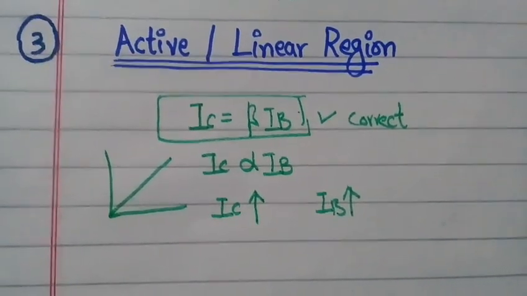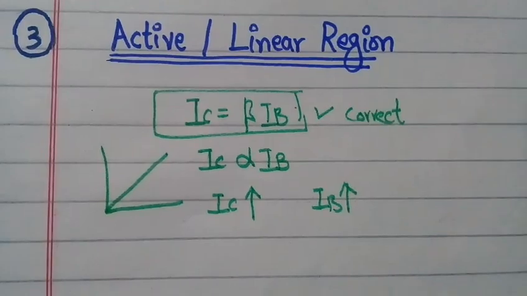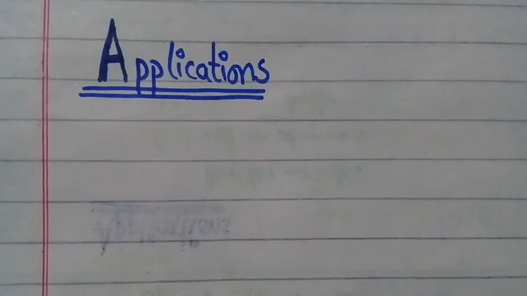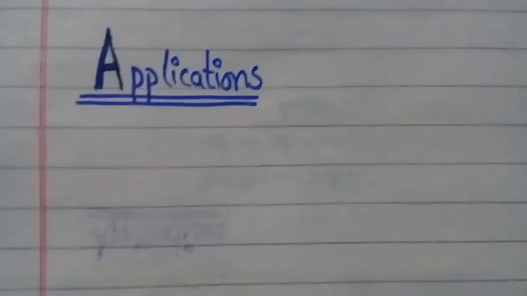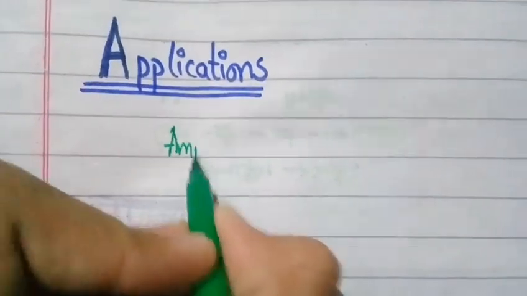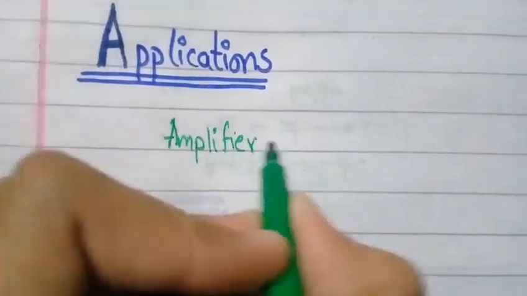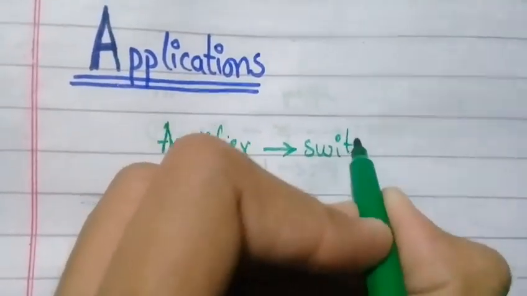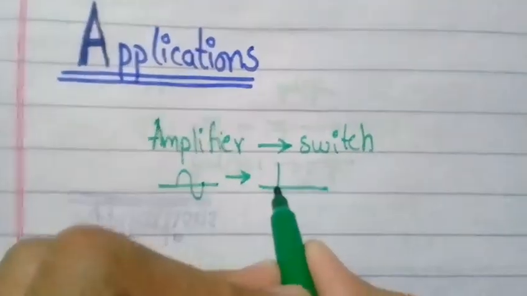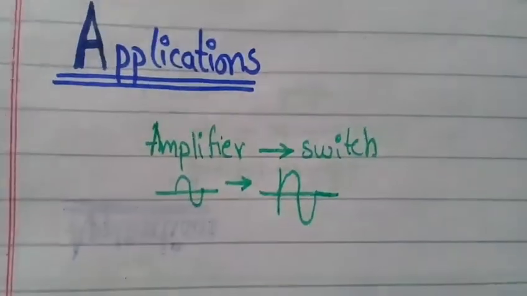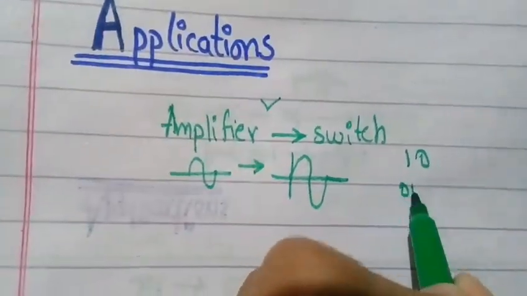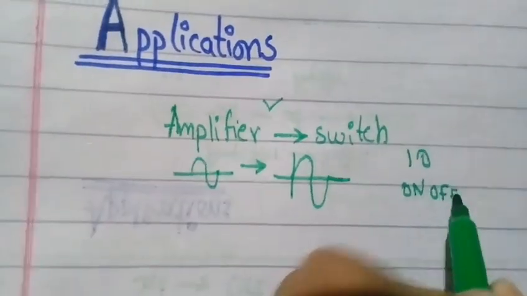So guys, now we will see the applications of bipolar junction transistor. As we know, the transistor is used as an amplifier or as a switch. An amplifier is when a small signal is present on the input, it converts it to a large signal. This is called an amplifier, and a switch is 1 0 or on off. This will be a switch.